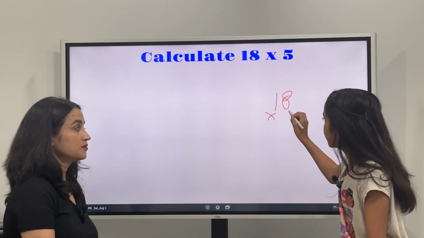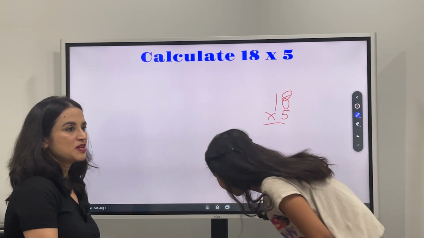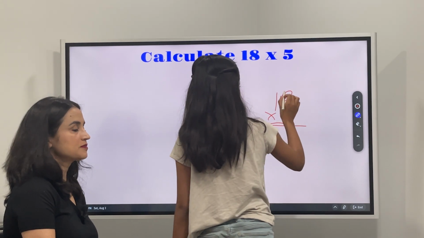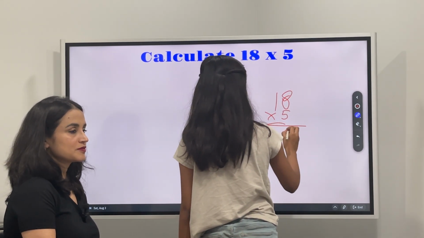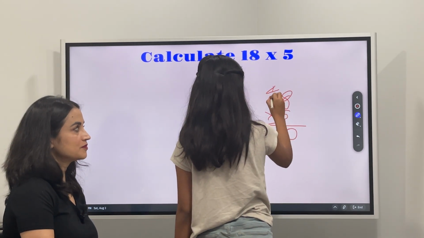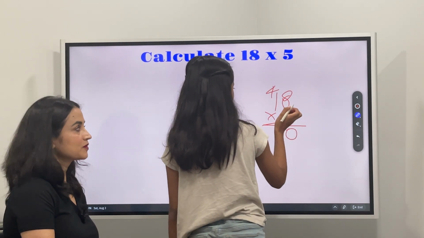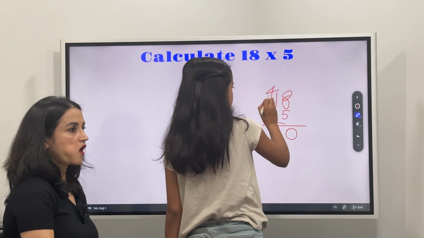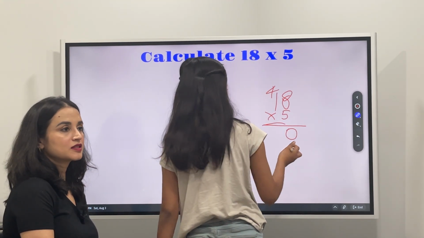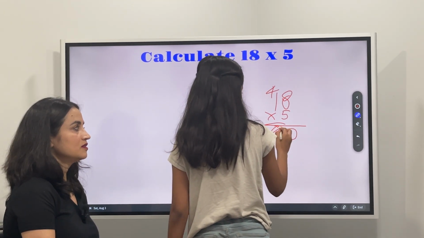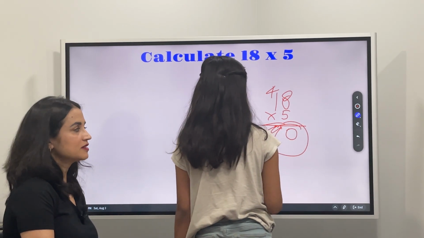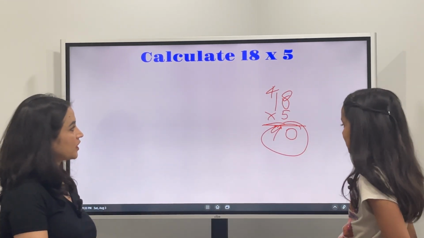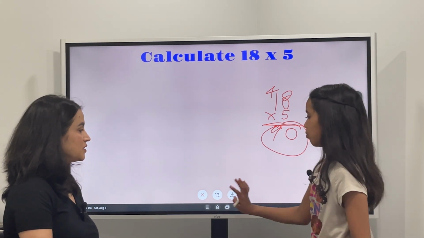18 times 5. So basically you do the 5 tables. You need to memorize 5 tables. So 8 times 5 equals 40. I put the 0 here and the 4 here. Then I do 5 times 1, which is 5, but then I'm adding 4, which is 9. So that's a very international way, right? 90. Okay, now let's see how we can do a different method.